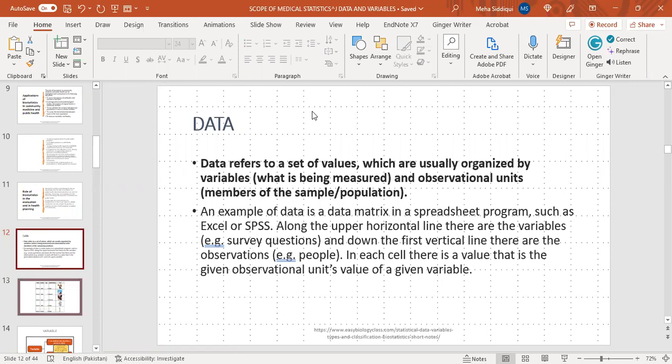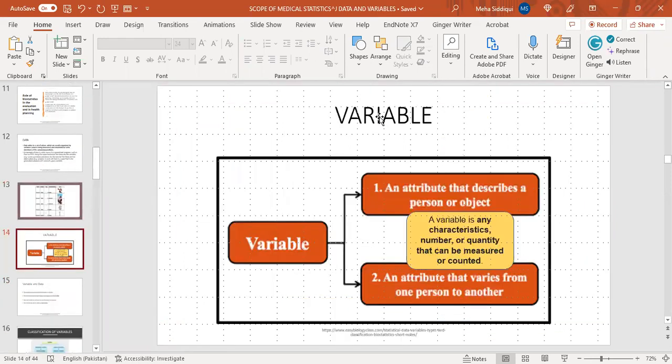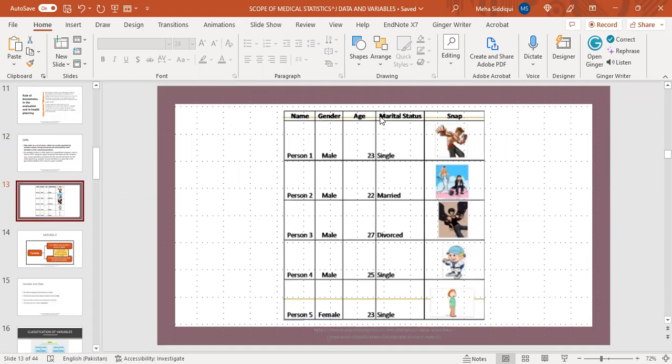An example of data is a data matrix in a spreadsheet program such as Excel or SPSS, as we can see in this picture. Along the upper horizontal line, it shows variables. And down the vertical lines, there are observations, for example, people. And in each cell, there is a value that is the given observational unit's value of a given variable. Like this is the picture of a spreadsheet, and here we can see these are the variables, and under these variables, in vertical lines, this data is being put on.